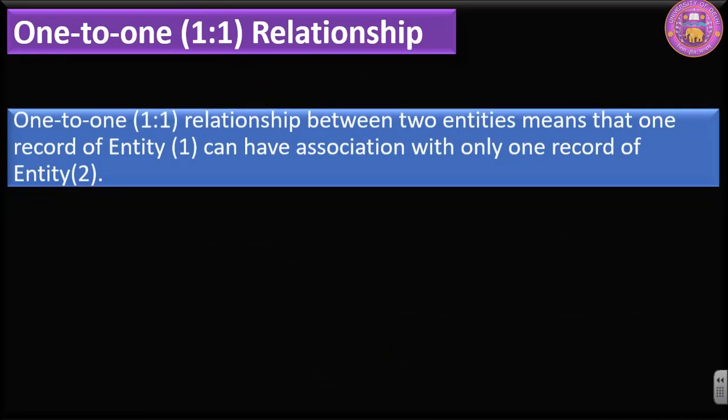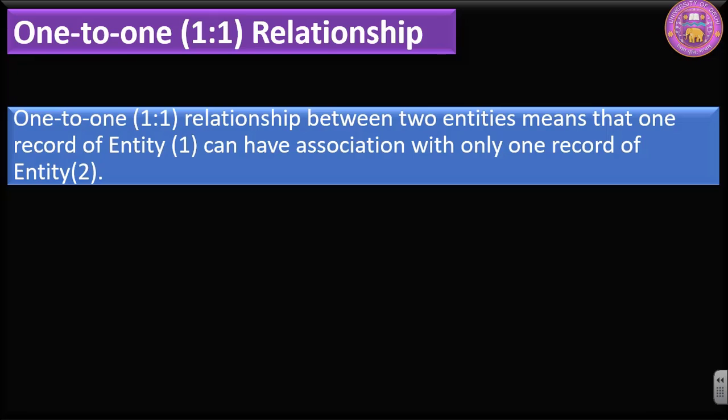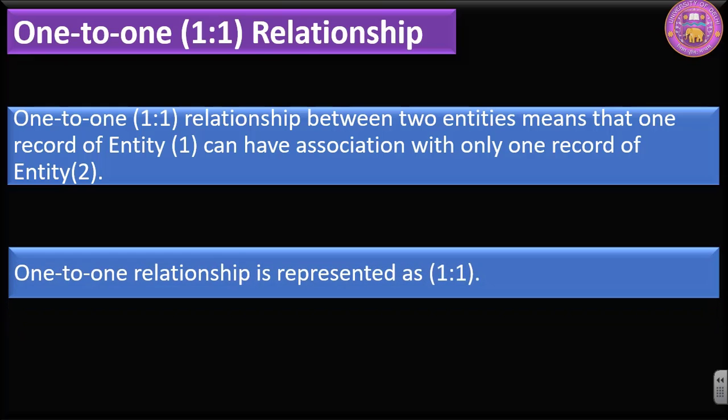One-to-one relationship. A one-to-one relationship between two entities means that one record of entity 1 can have an association with only one record of entity 2. One-to-one relationship is represented as 1-to-1, 1:1.